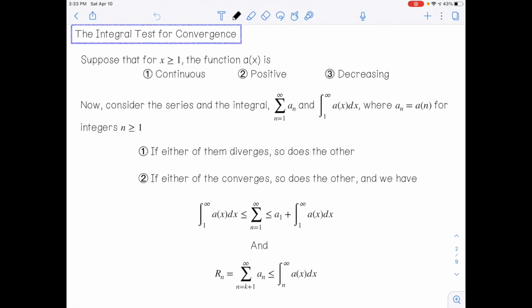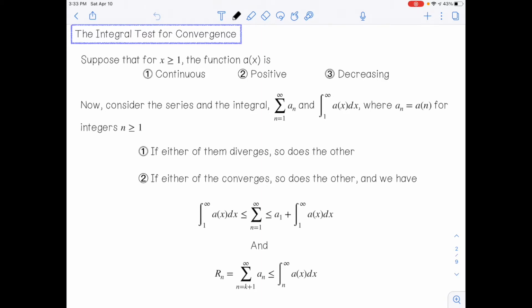So the cool thing about this is that you can actually use it for both convergence and divergence. There are 3 conditions that have to be met though. So if your function, which is the sequence rule inside of an infinite series, has to be 3 things. The sequence rule has to be continuous, positive, and decreasing. So all 3 conditions have to be met. You have to show all 3 conditions being met in order to use this.